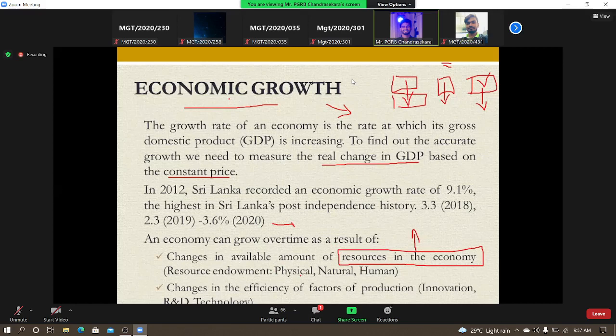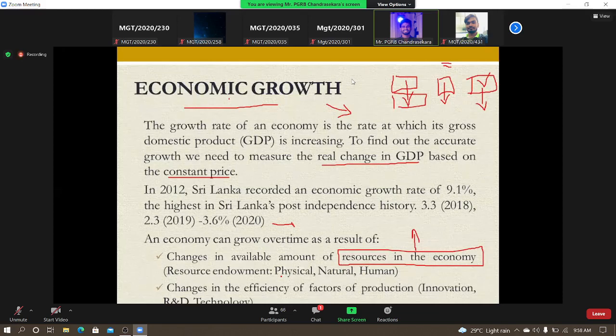Physical resources such as minerals, fuel, water facilities, electricity, likewise different natural and physical resources. If we have increased or enhanced the amounts of those resources, we can change the gross domestic product and it ultimately affects economic growth.